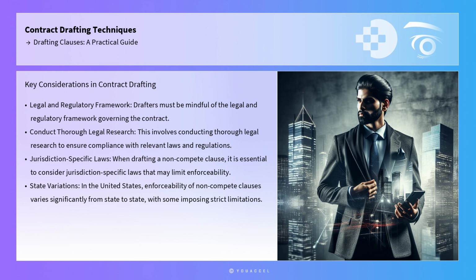In addition to using clear language, drafters must be mindful of the legal and regulatory framework governing the contract. This involves conducting thorough legal research to ensure compliance with relevant laws and regulations. For instance, when drafting a non-compete clause, it is essential to consider jurisdiction-specific laws that may limit the enforceability of such clauses. In the United States, for example, the enforceability of non-compete clauses varies significantly from state to state, with some states imposing strict limitations. Drafters must be aware of these variations and tailor the clause accordingly to ensure it is legally binding.